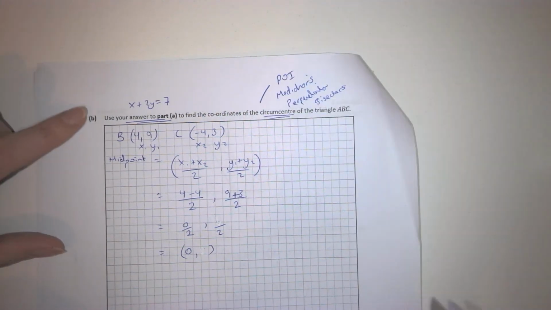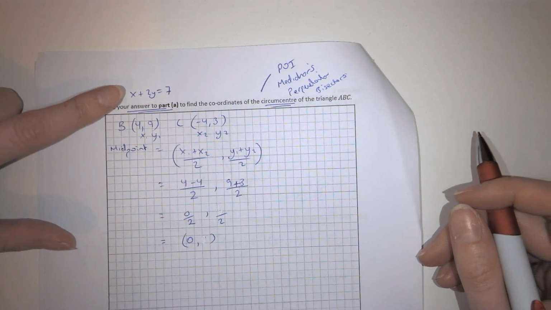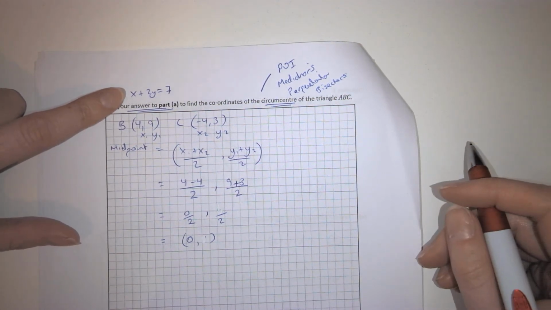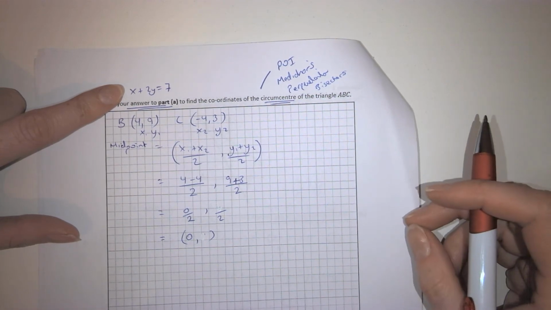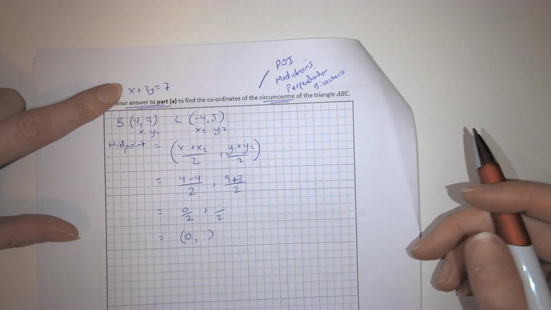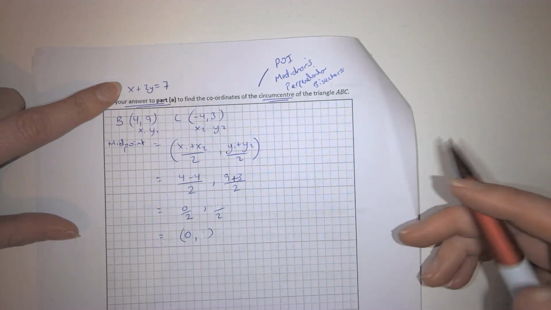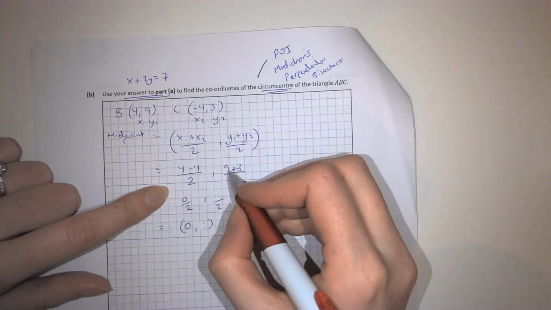So I've got one of the lines from part A. I get a second line from part B using the exact same method. So I get the midpoint and then I get the slope, and then I get my equation of the line, and then I'll use a point of intersection, so simultaneous equations. So I was just going through this here.